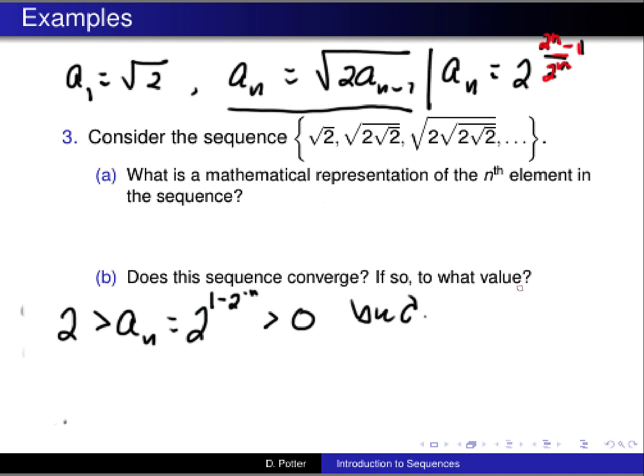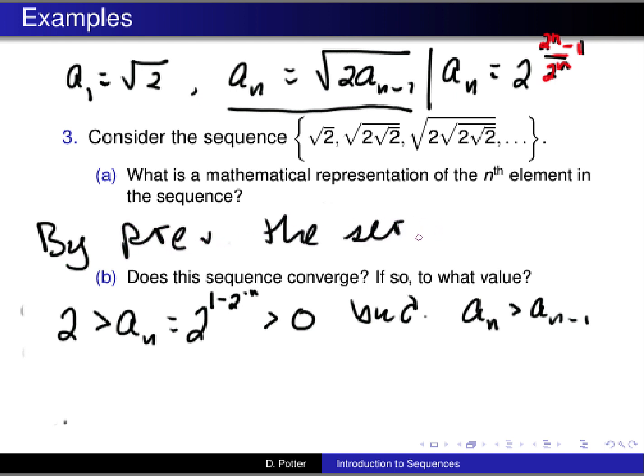And we can see that a sub n is going to be bigger than a sub n minus 1. So by the previous theorem, the series converges. Now the question is, where does it converge to? And now that we've got it in this form, it's pretty obvious.